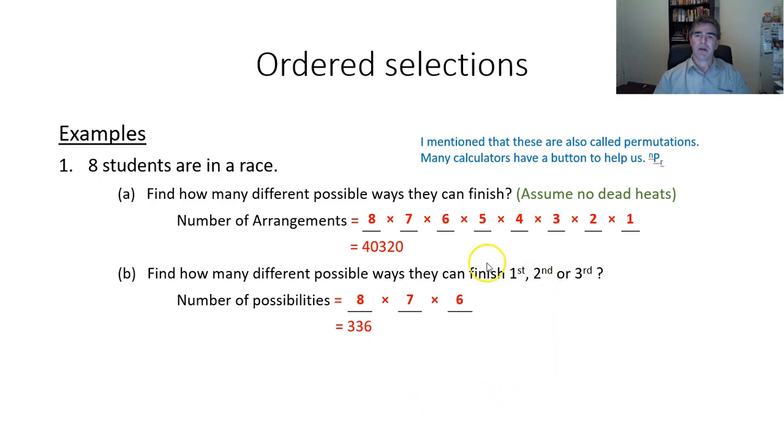I also mentioned before that these are called permutations. Many calculators have a button to help us, and it looks a bit like nPr, P for permutation. Let's have a look at how we work that out using the nPr button. The number of students we have to choose from in this race is 8, so that goes where our n is. So we have 8Pr. The number of positions we want to fill: we weren't worried about any in particular, we wanted all of them, so we have 8P8. We're going to have a look at how we do that on our calculator.